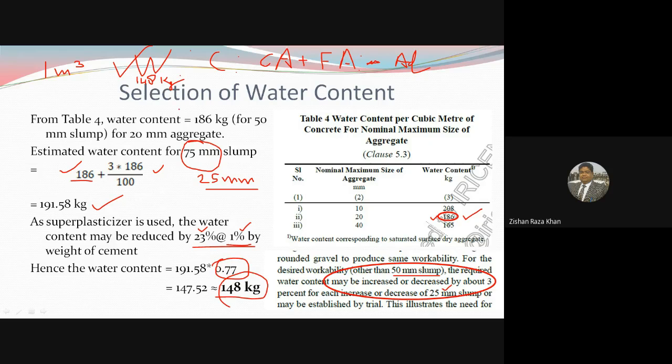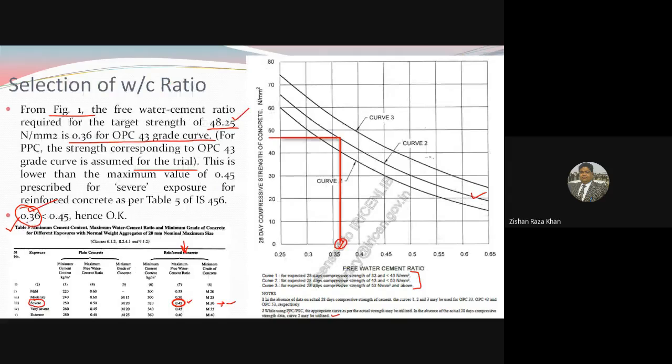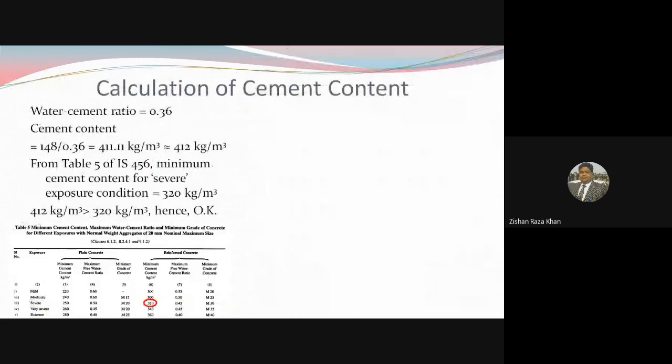Okay, so now we have fixed that water is 148 kg for our mix design. So first point is completed. Now, based on this water, we are going to figure out how much cement we need. As we have selected that water cement ratio will be 0.36, so by knowing water, we just find out the cement. So divided by 0.36 and we find out the cement content is 411.11. So approximately 412 kg is considered.